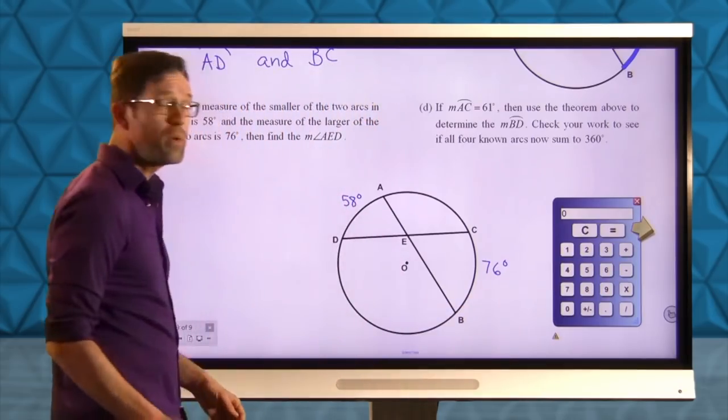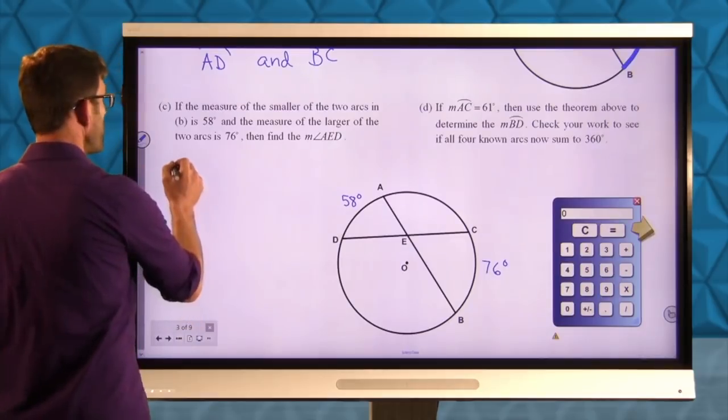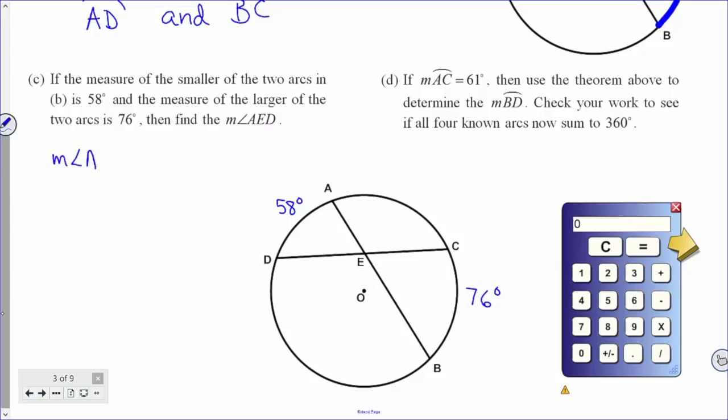All right. Then what the theorem says, very simply, is that the measure of angle AED is equal to 1/2 of their sum, 58 degrees plus 76 degrees. All right. Of course, we can use our calculator or just our heads to add up the 58 and the 76, and we get 134.